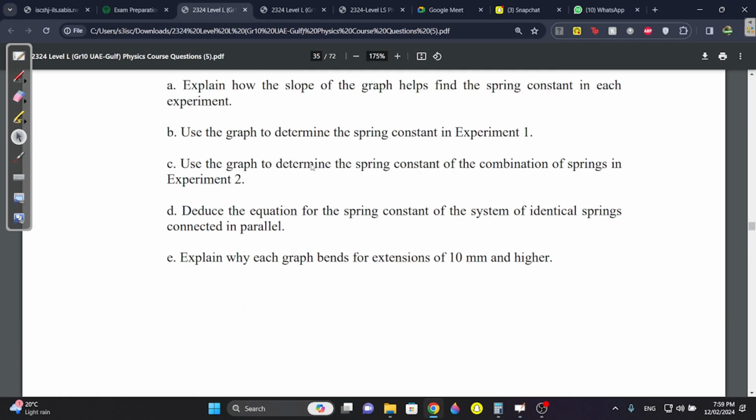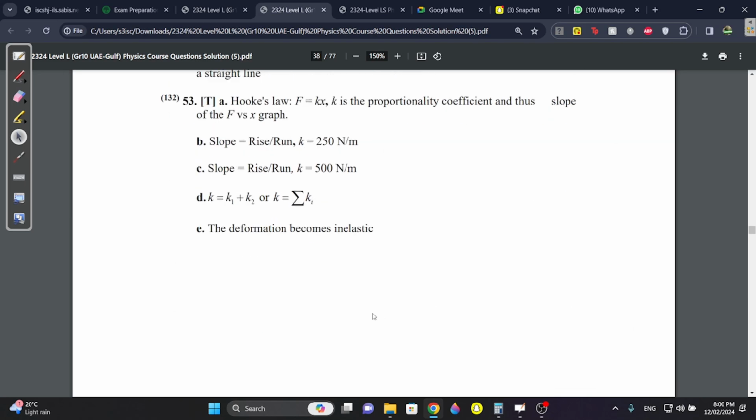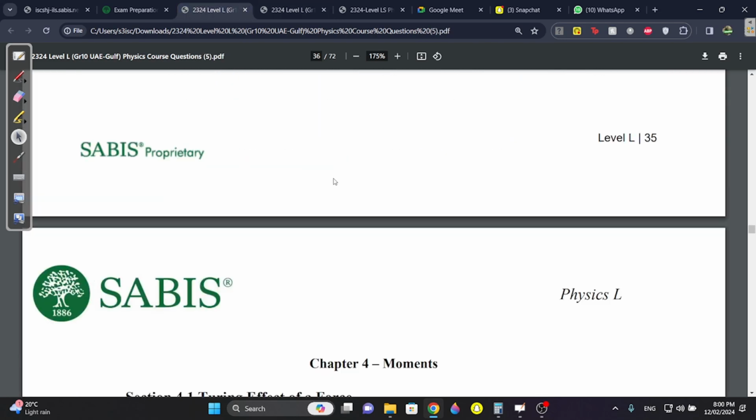Part E: explain why each graph bends for extensions of 10 millimeters and higher. This is easy. Just say it becomes inelastic. It loses its elasticity. That's it.